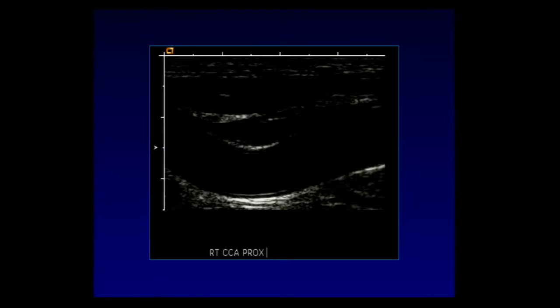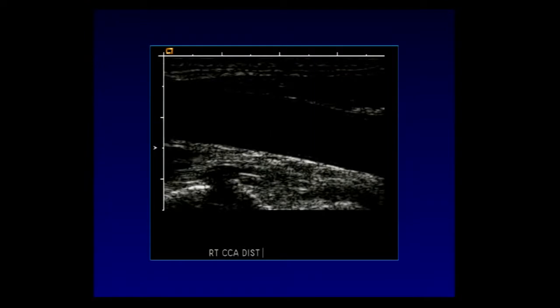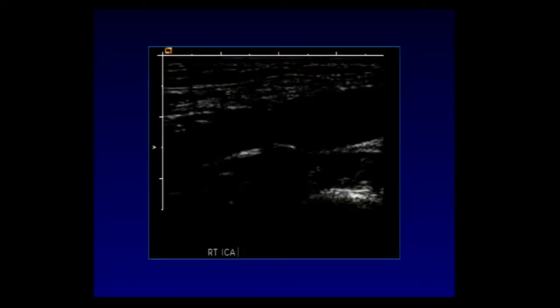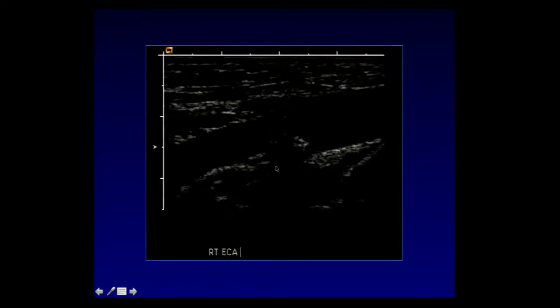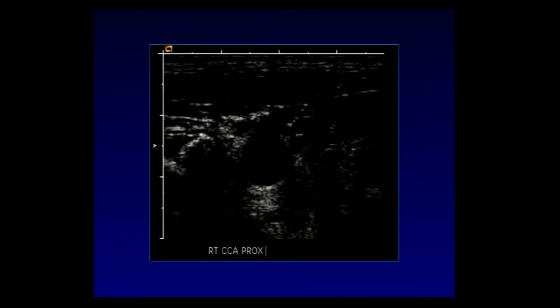So this is an example of a beautiful common. I'd like to have a common that looked like that. All of us would. Here is the distal common. So these are typical grayscale images. Here's the ICA. Maybe a tiny little bit of plaque, maybe a tiny bit there. There's a little bit of plaque in the ECA here, but we'll be able to figure out that it's ECA from all the methods and maneuvers that we talked about in the prior lecture.